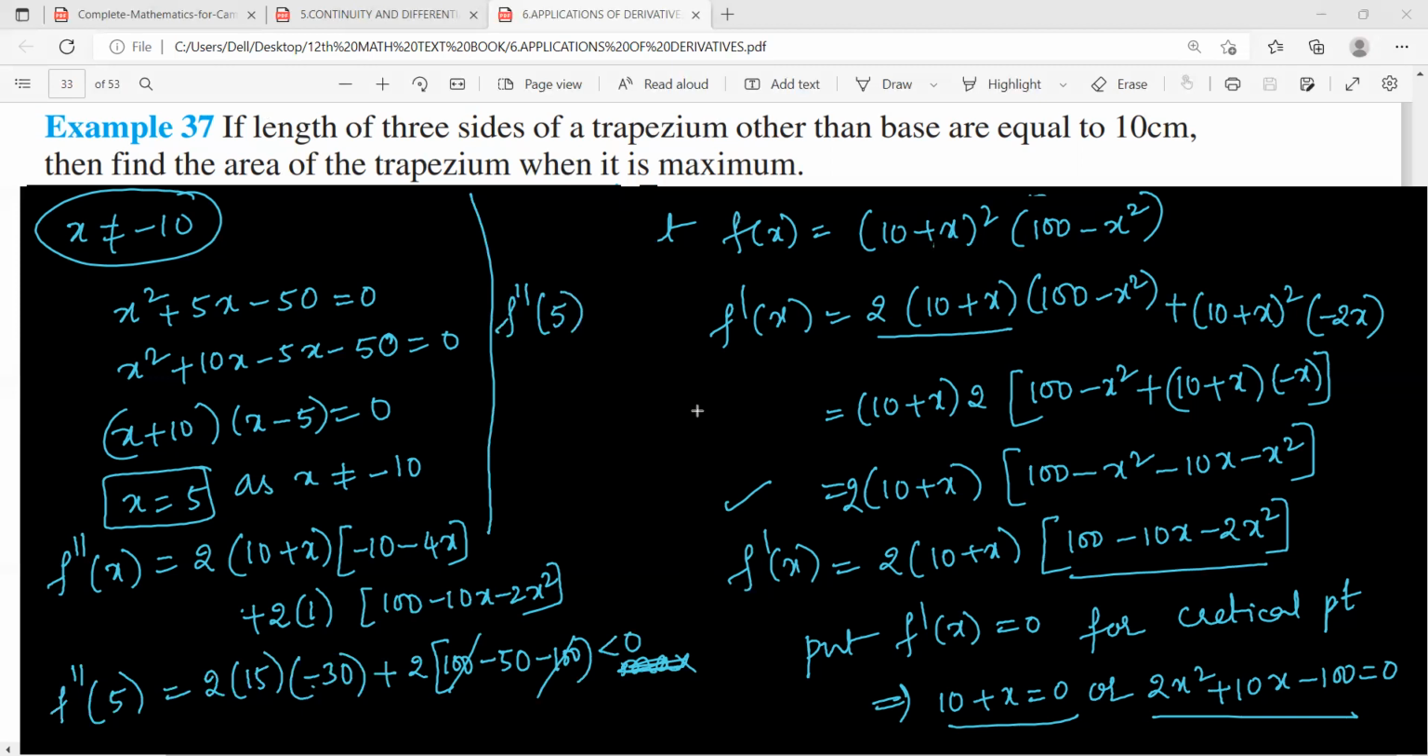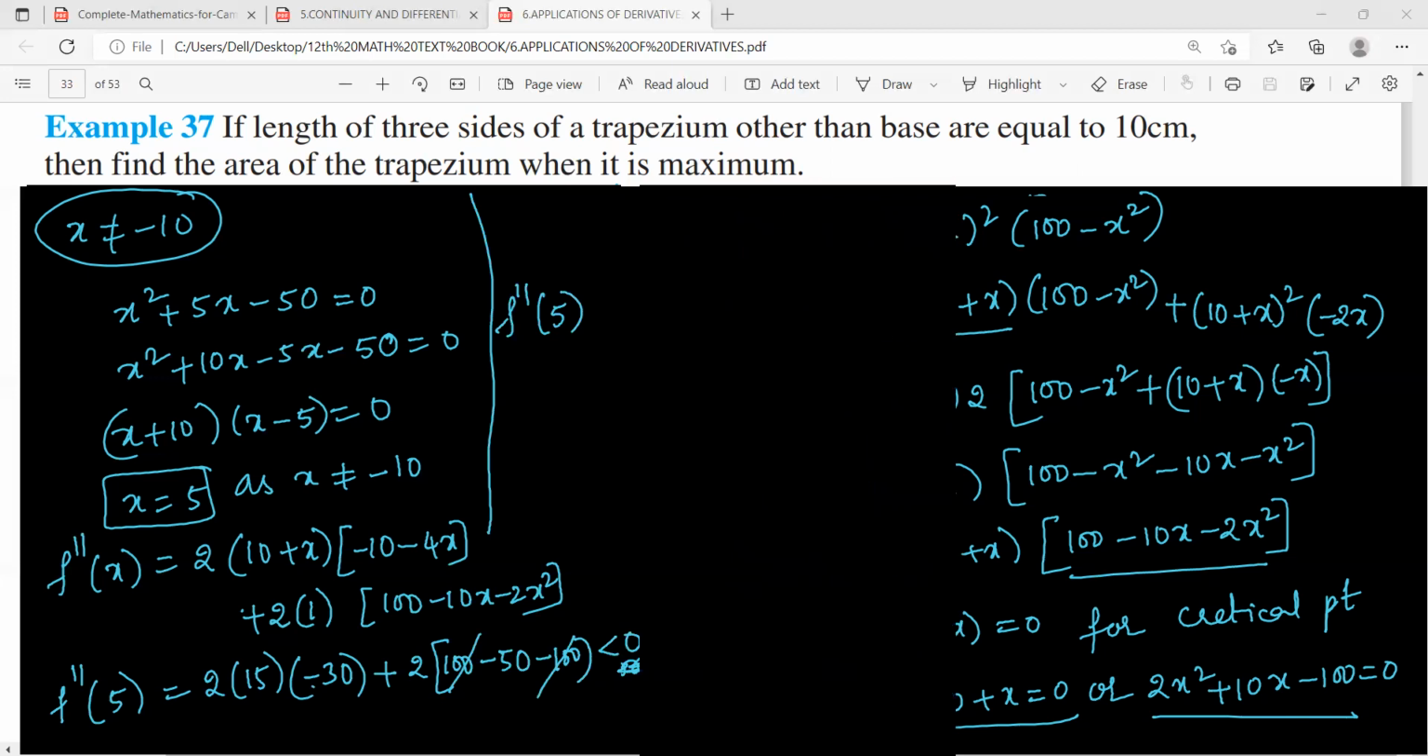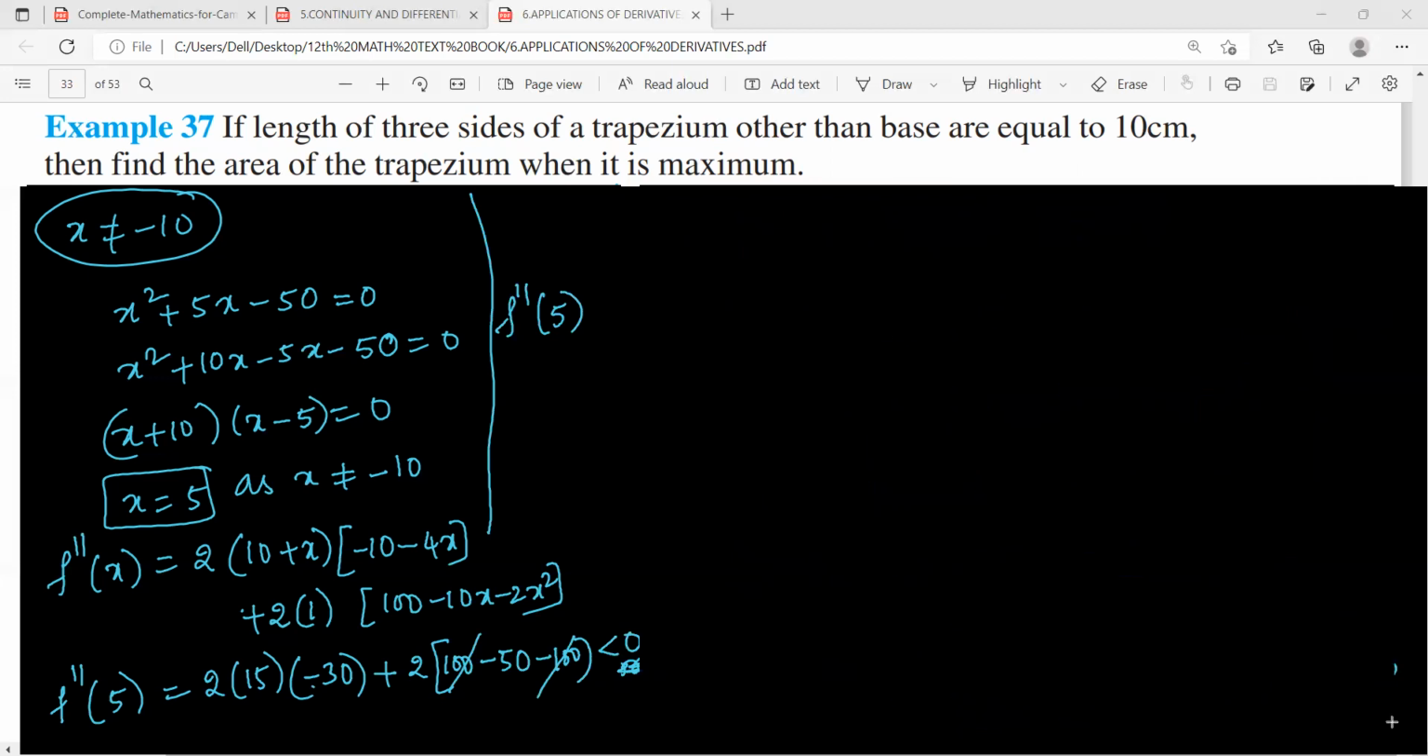Double dash is less than 0. So you'll get it as maximum at 5. Double dash of this is less than 0. So finally, less than 0, that implies what? F is maximum when x is 5. So F means what? A square is maximum when x is 5. So A is maximum when x is 5.